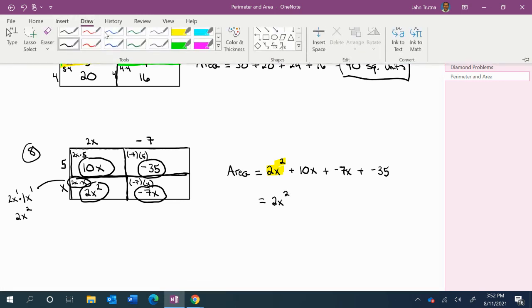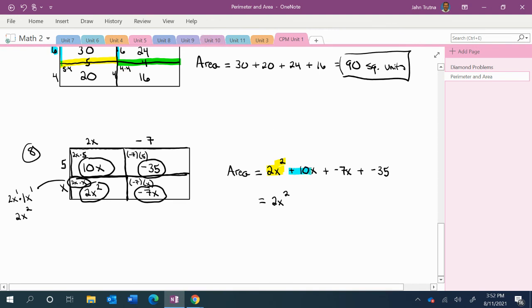Now let's go to the 10x. Is there anything that I can combine with the positive 10x? Is the negative 7x or minus 7x a like term with the 10x? The answer is yes, it is. They both have just an x in them. And neither of those are like with the minus 35. So that means I can combine the positive 10x, and I can add that with negative 7x, and positive 10 plus a negative 7 is a positive 3. So that means positive 10x plus negative 7x gives me a positive 3x. So I write plus 3x.